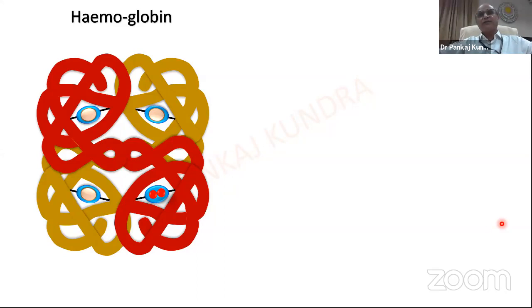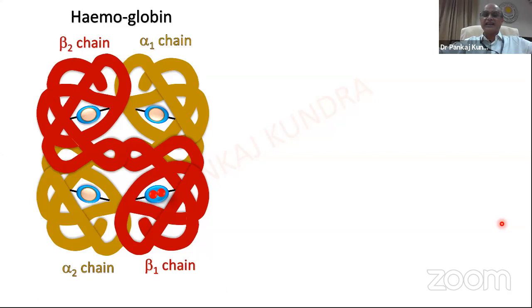Now, if you look at the hemoglobin, it's a tetramer. It has two types of chains, an alpha chain and a beta chain. So there is one alpha 1 chain, alpha 2 chain, beta 2 and beta 1. These are polypeptide chains. And apart from these chains, you have the heme molecule. Each tetramer, tetra means 4, has 4 heme molecules, and each heme molecule has an iron molecule.